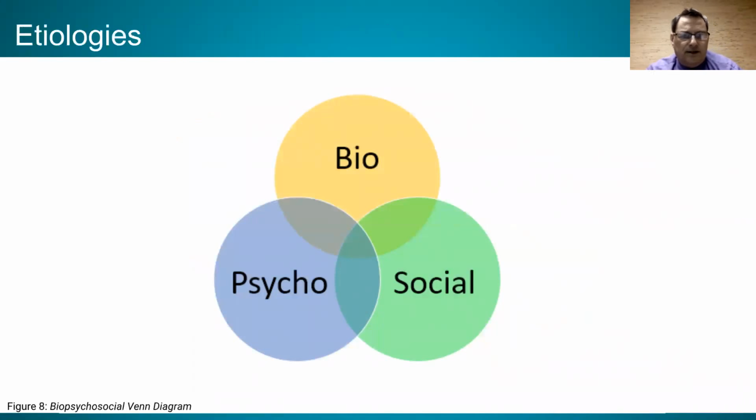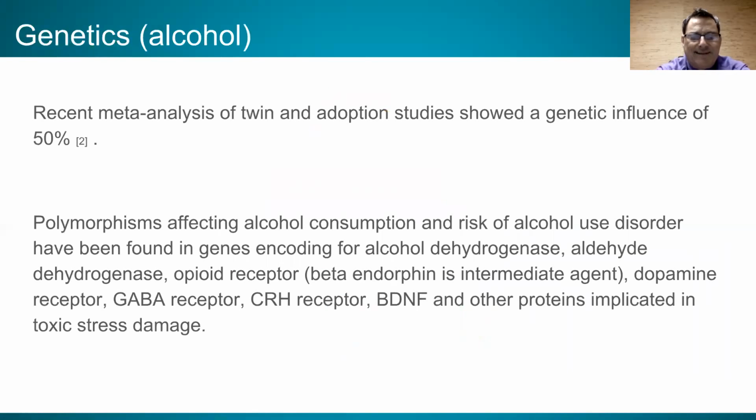So moving on to etiologies, addiction generally follows a biopsychosocial paradigm, like most other behavioral disorders. In terms of the genetics, the one we're most familiar with is alcohol. There was a recent meta-analysis of twin and adoption studies. They've been doing those for probably 40 years. They recently analyzed maybe 100 or more of those studies, and basically found that, averaging out the studies, it shows a genetic influence of alcohol use disorder of about 50%.